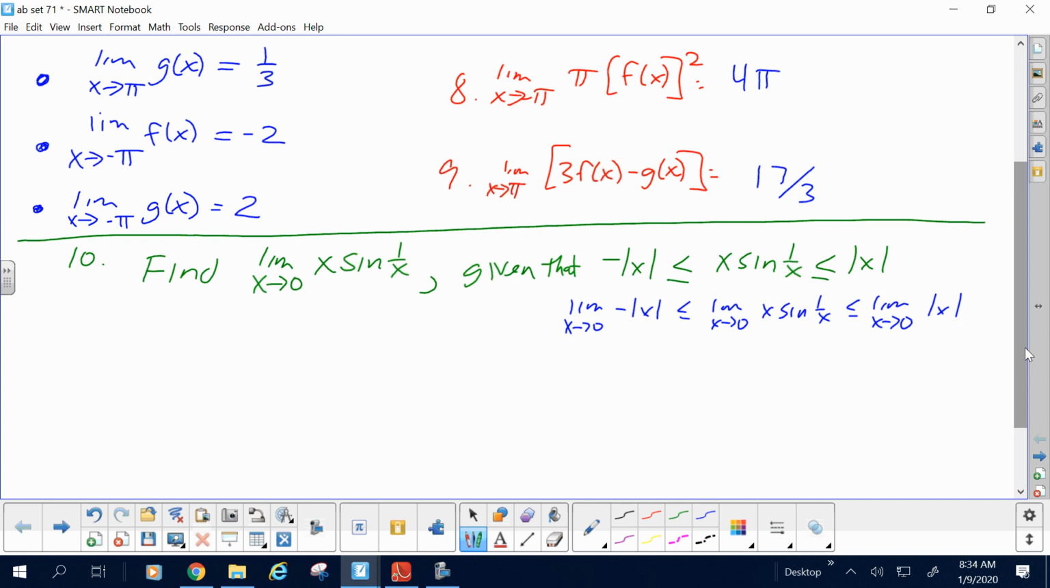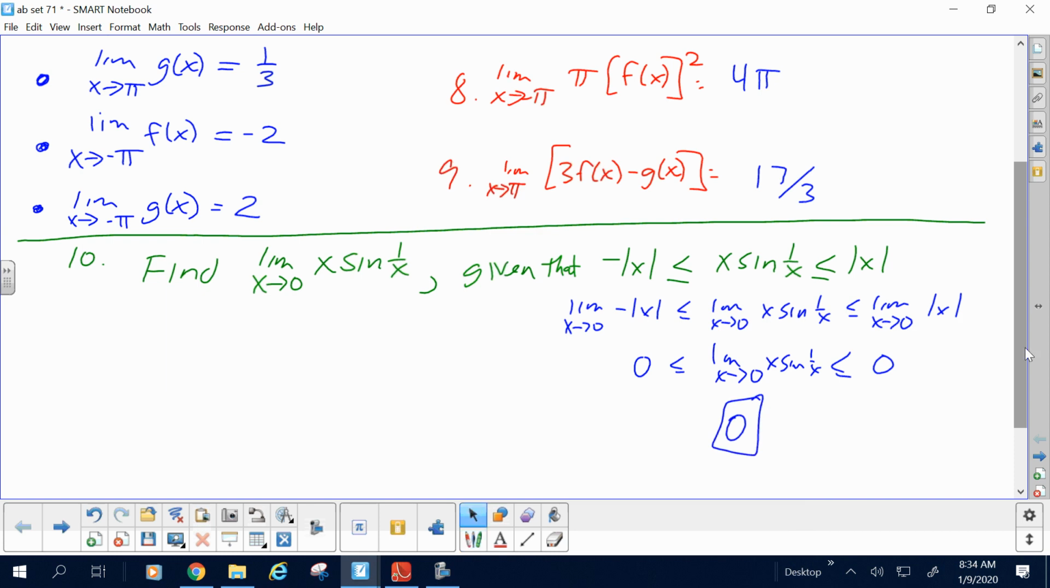Then it looks something like this. Now, what is the limit as x goes to 0 of absolute value of negative x? 0. So our answer is between 0 and 0, so it must be 0, right? So the 0 is your answer. Cool. With that work. If you didn't put that work down, please put it down.